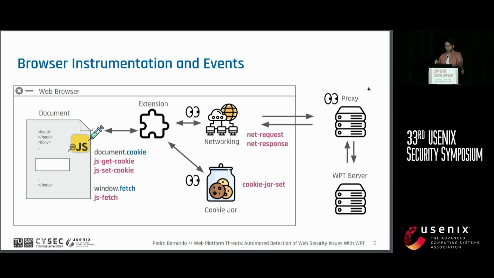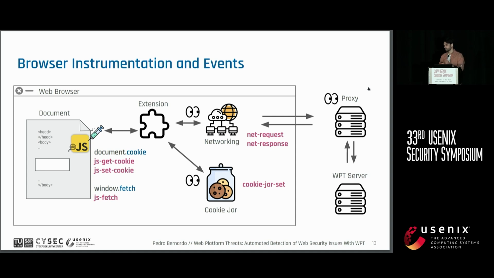Let's look a bit at the trace collection part of our pipeline. Our extension monitors three main components. So we monitor JavaScript API calls by injecting content scripts in every iframe. These content scripts then proxy certain JavaScript API calls that are configurable. For example, we can track accesses to document.cookie, calls to fetch, and more.